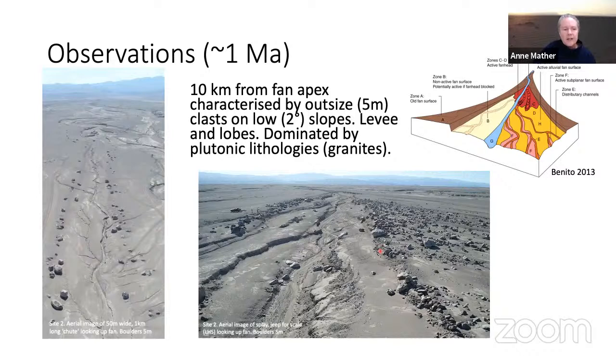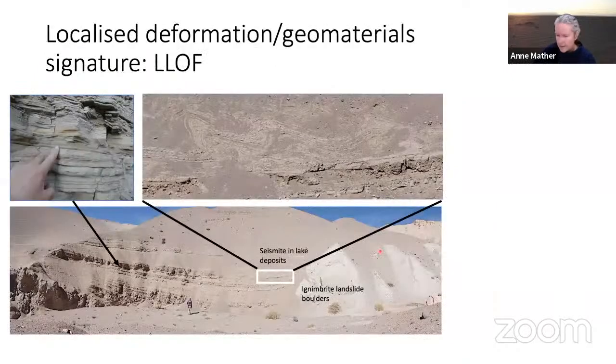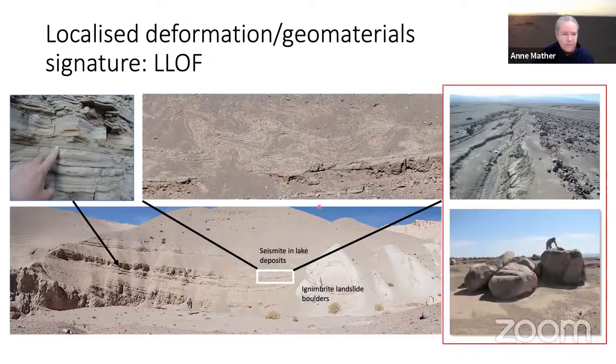In terms of the catchment area, we know that there are lake deposits. So these are some examples of the lake deposits with seismites in them. And we have tracked these boulders to landslides. So we think that these large splays are related to landslide lake outburst floods from the catchment.